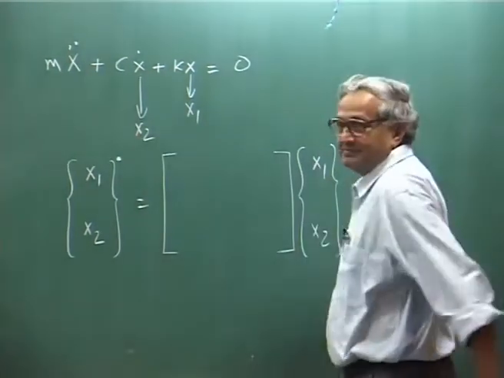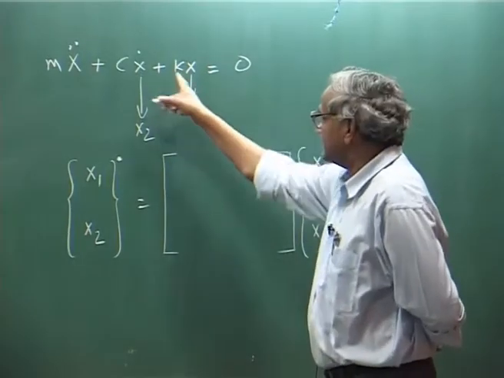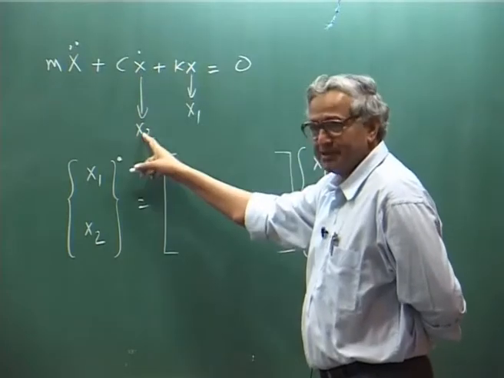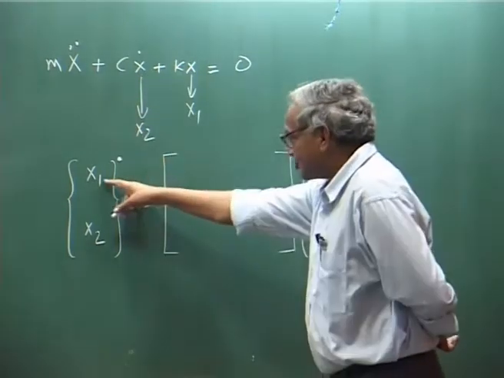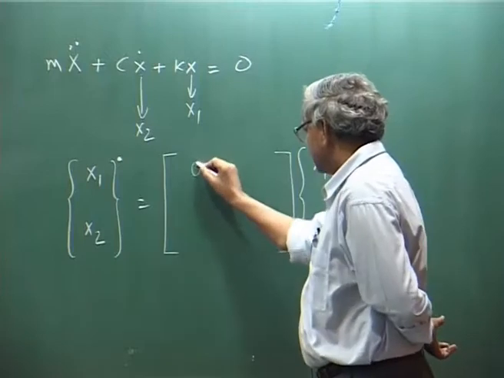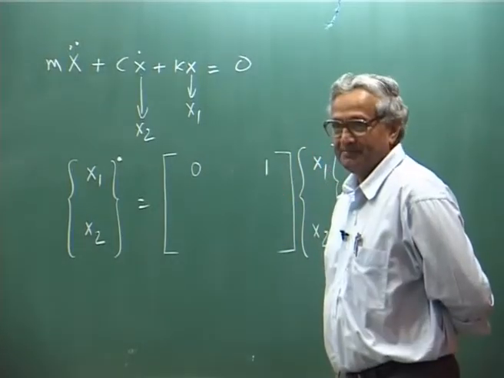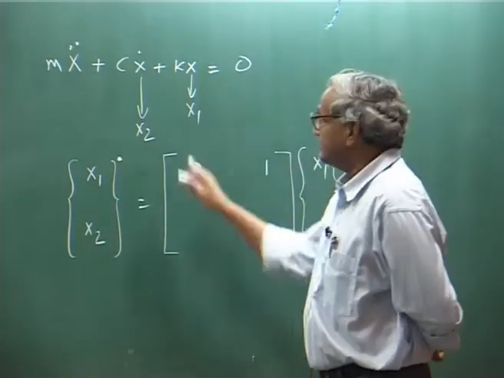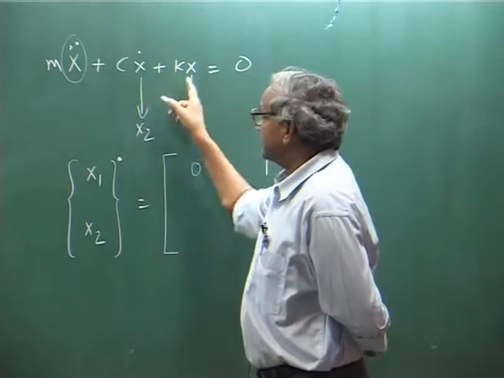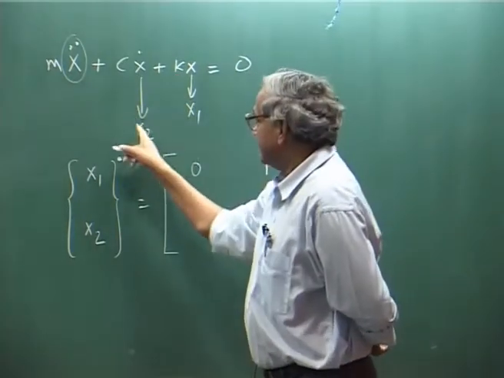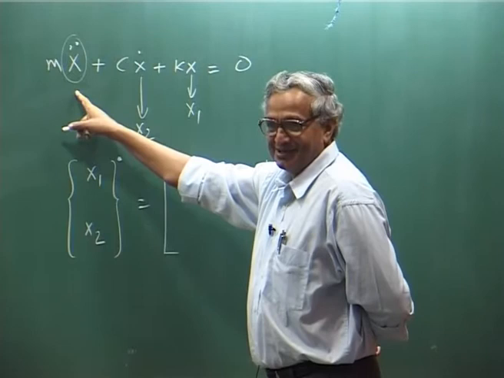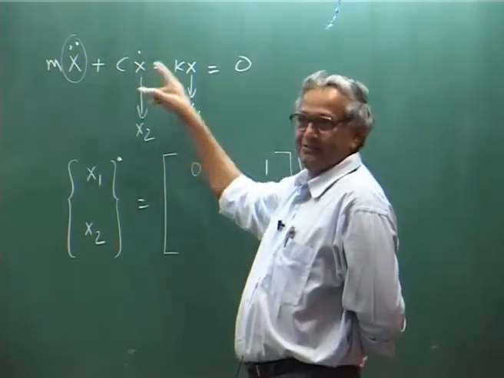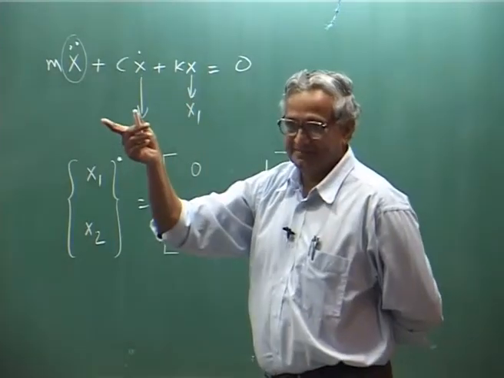x1 dot is what? x1 dot is basically, x1 is x, x dot is x2. So x1 dot is x2. Okay. Now x2 dot is nothing but x double dot, because x2 is x dot, therefore x2 dot is nothing but x double dot.